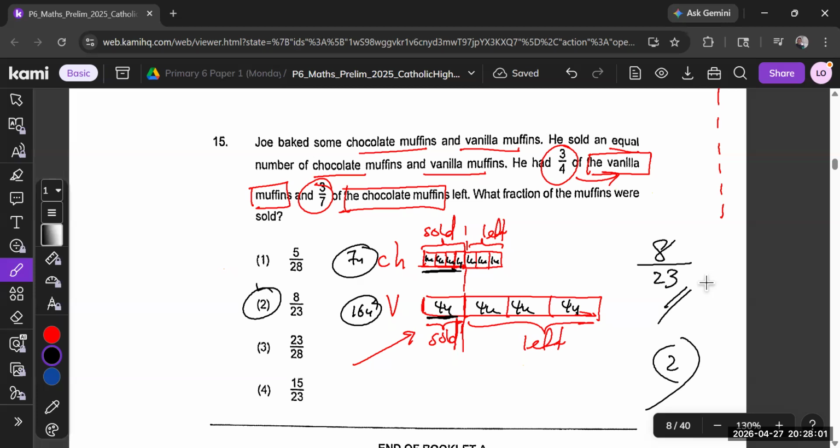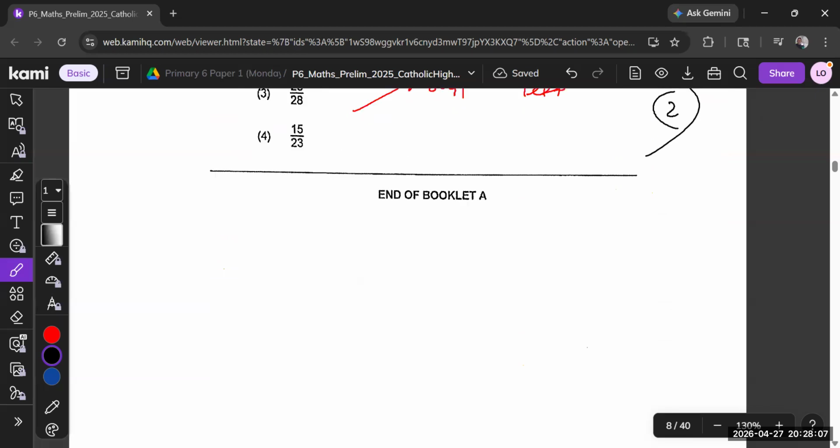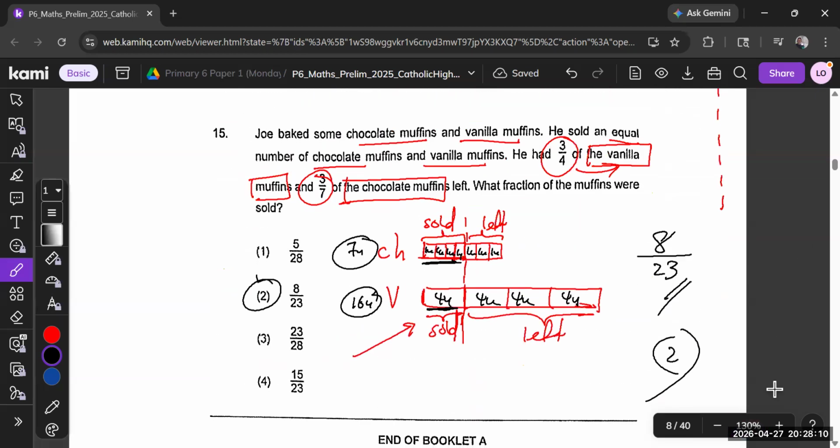Okay, Jaden, understand, Jason? Okay, Jaden, got it? Okay, let's move on to the next one. Now we come to the booklet B. Okay, booklet B. Jasvi, copy down already, Jasvi?